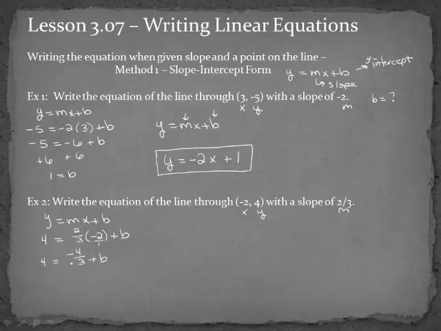Now I need to solve for b, so I want to add 4/3 to both sides. Well, I can't really add a 4 to 4/3 without converting this to a fraction first. So what I'll do is I'll take this 4, and my denominator needs to be 3, so I'll multiply it by 3. 4 times 3 is 12. So 4 is the same thing as 12/3. So I'll have 12/3 plus 4/3, so I get 16/3 is equal to b. And that's fine, I can leave that in fraction form, and I get that y is equal to 2/3 x plus 16/3.